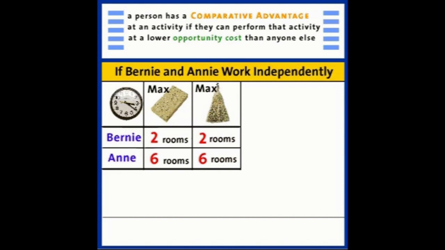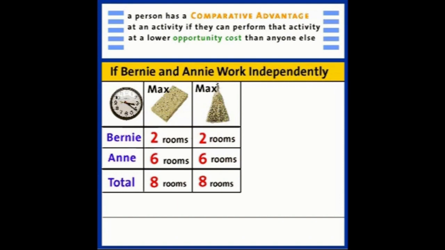Next, I'm going to show how Bernie and Ann can increase the profits of their business. That is, how Bernie and Ann can cooperate and clean more rooms together than they can when they work independently. And this is where we come to the concept of comparative advantage. Here we have Bernie, and here we have Ann.